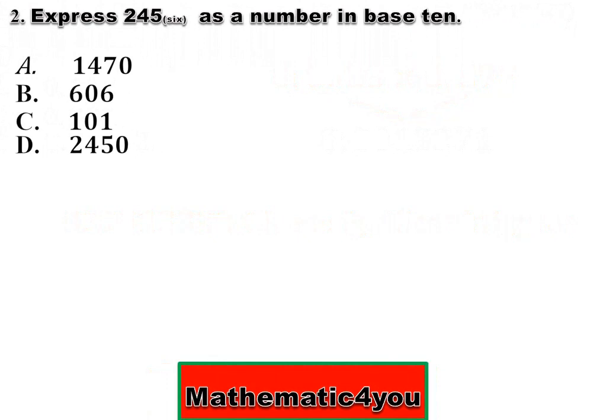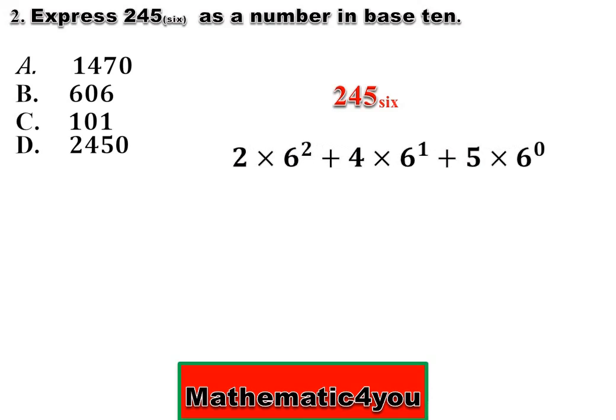Express 245 base 6 as a number in base 10. These are the options here, so we are going to solve and get our right option. Let's start. You have 245 base 6. You're going to multiply each number there by the base. So you have 2 times 6 raised to the power 2, plus 4 times 6 raised to the power 1, plus 5 times 6 raised to the power 0.